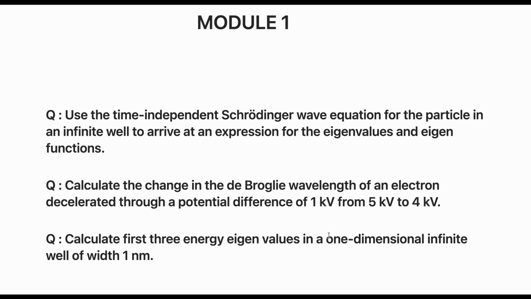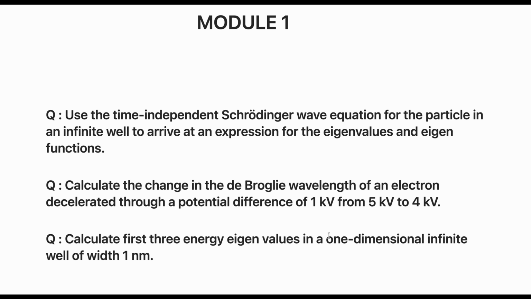Now move to the third question, which is: calculate the first three energy eigenvalues in a one dimensional infinite well of width 1 nanometer. How can we calculate this? With the help of the formula En equals n square h square by 8 m L square, where L is the width of the given well, m is the mass of the electron, and n is the number of the energy state. The first three energies mean n equals 1, 2 and 3.